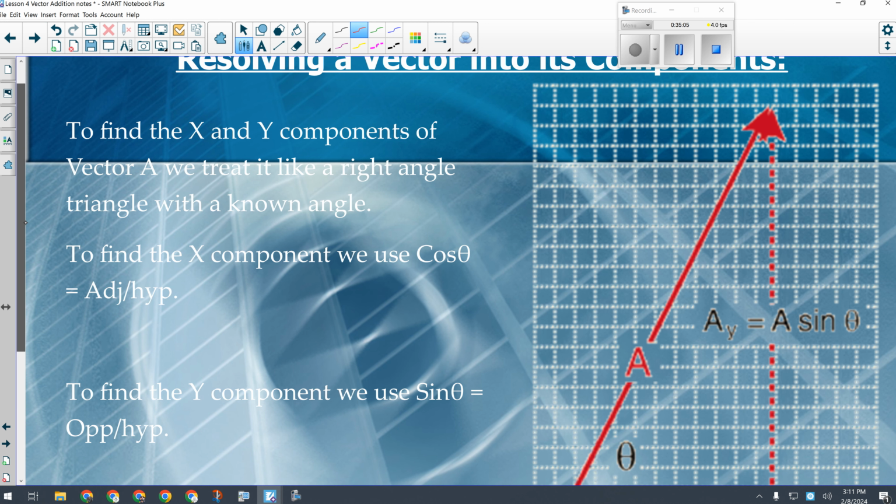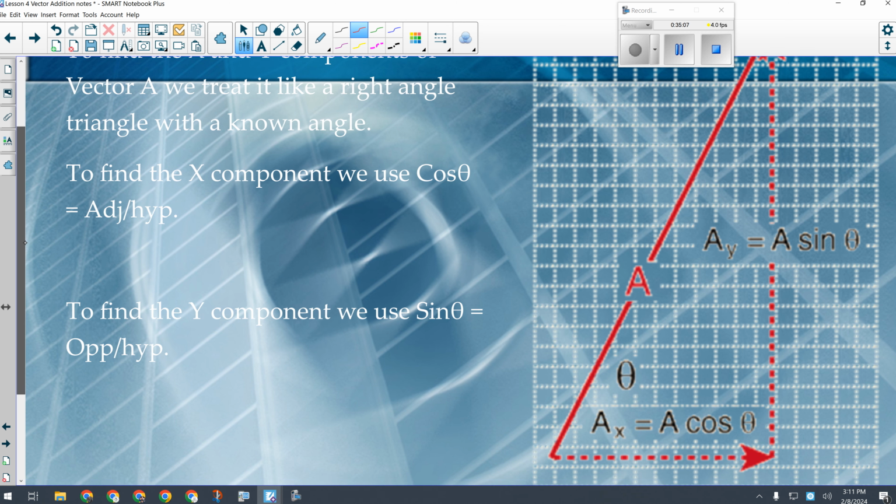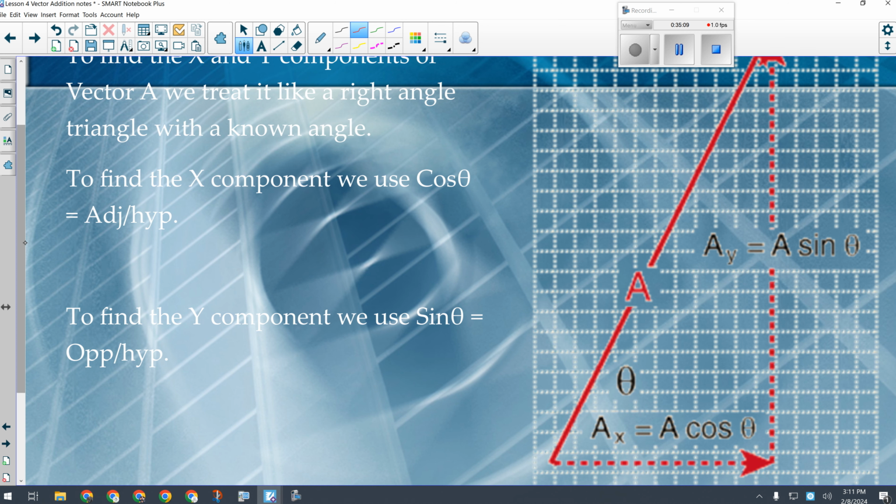So this is what we were just talking about a minute ago. If I wanted to find the adjacent side, it would be the hypotenuse A times the cosine of theta. That would give me Ax. To find the opposite side, I'd take A, the hypotenuse, and multiply it by the sine of theta. That would get me the opposite side.